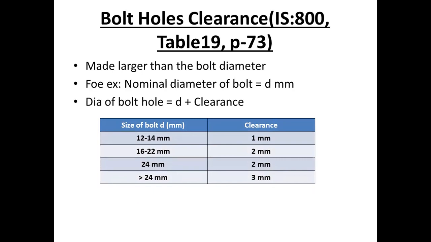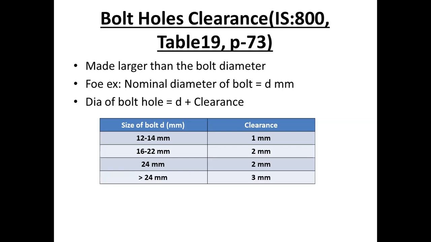If your bolt diameter size is between 12 to 14 mm, the clearance is 1 mm. If the size of bolt is between 16 to 22 mm, the clearance is 2 mm. If the size of bolt is 24 mm, the clearance provided in the bolt hole is 2 mm. And if the size of bolt is greater than 24 mm, the clearance provided is 3 mm, right?